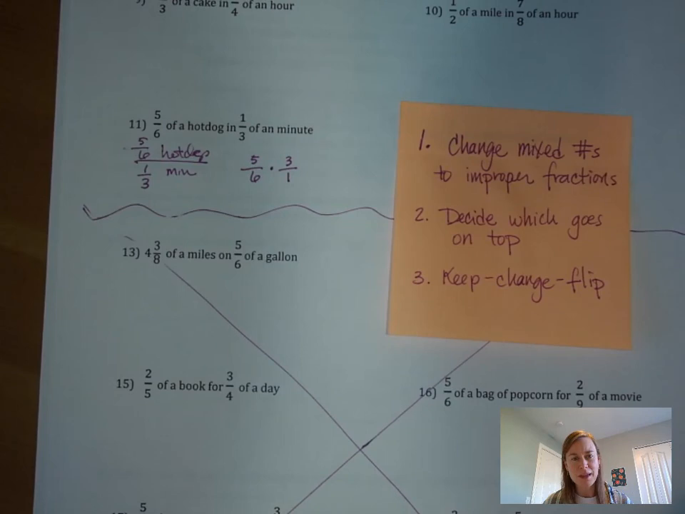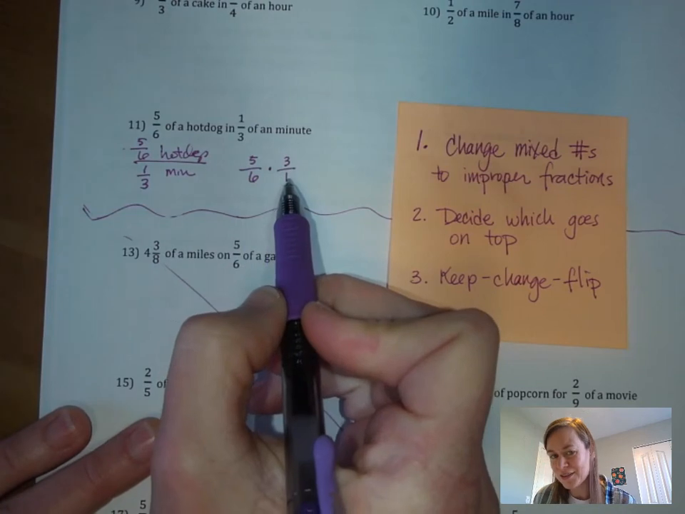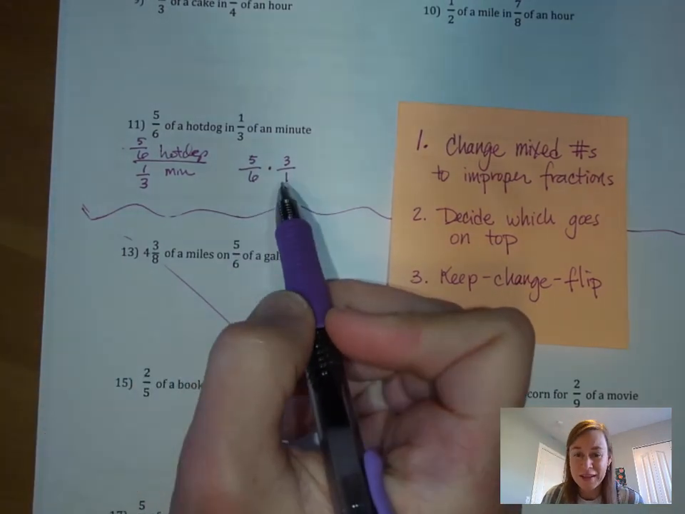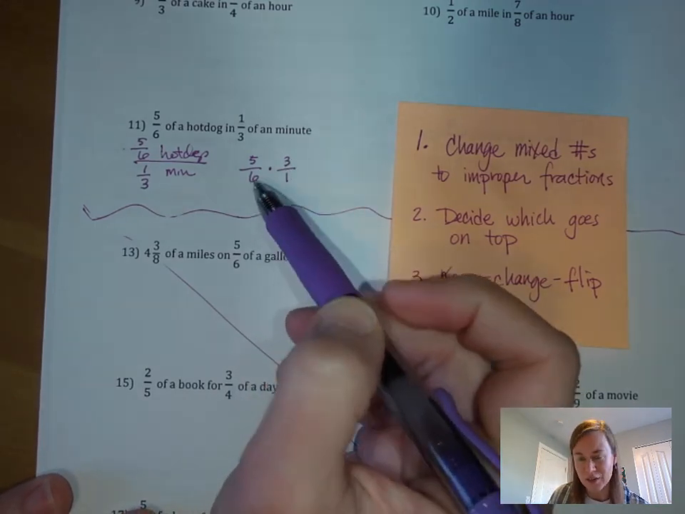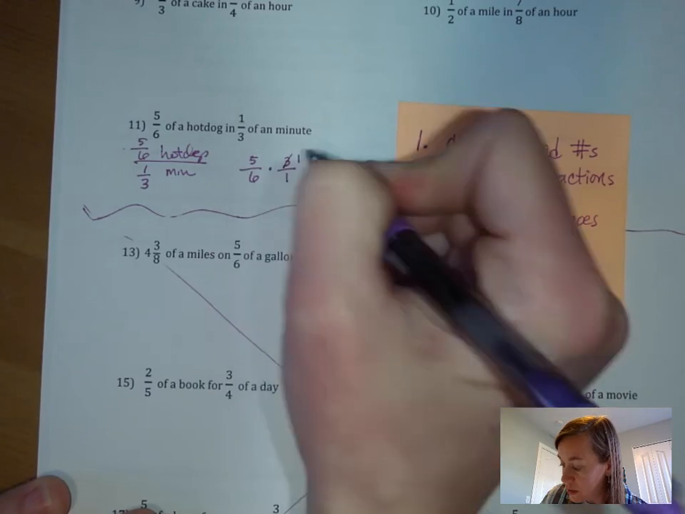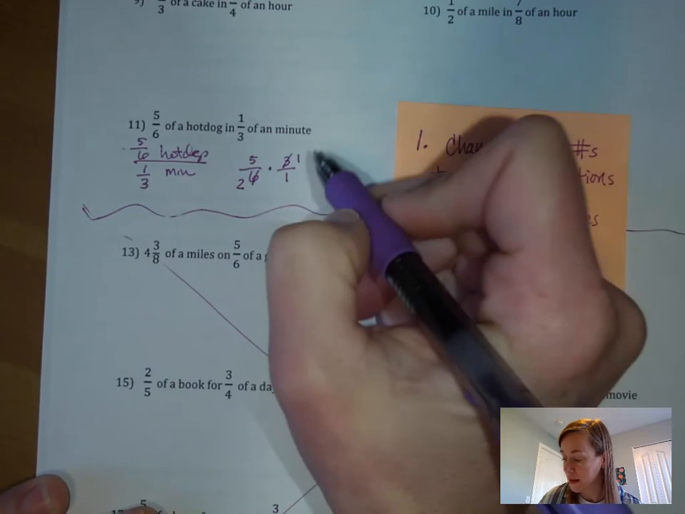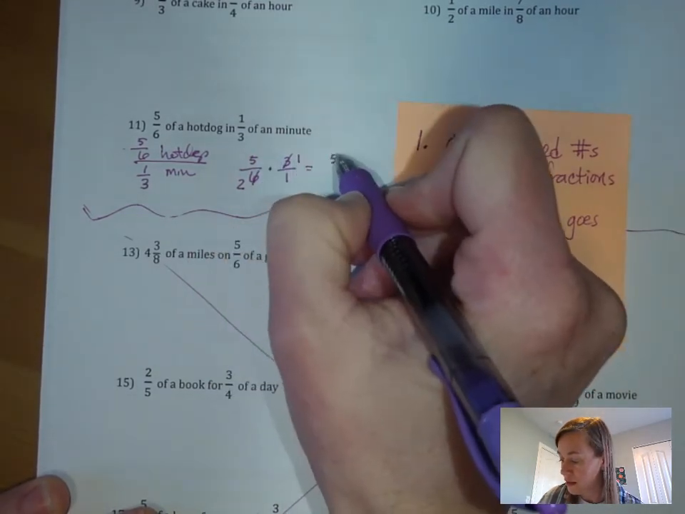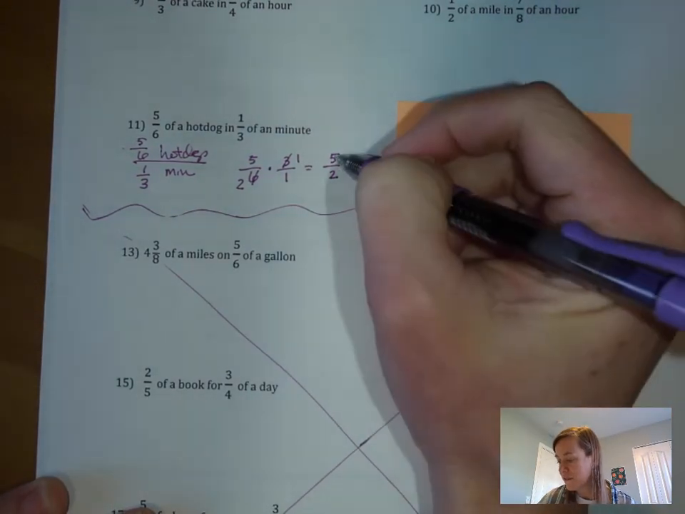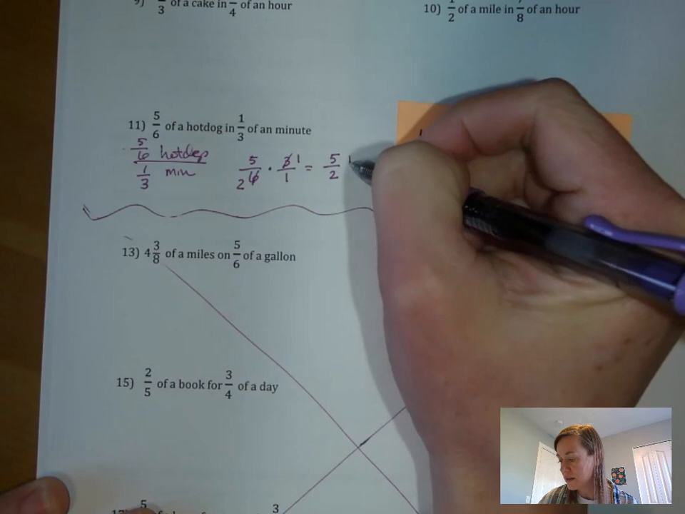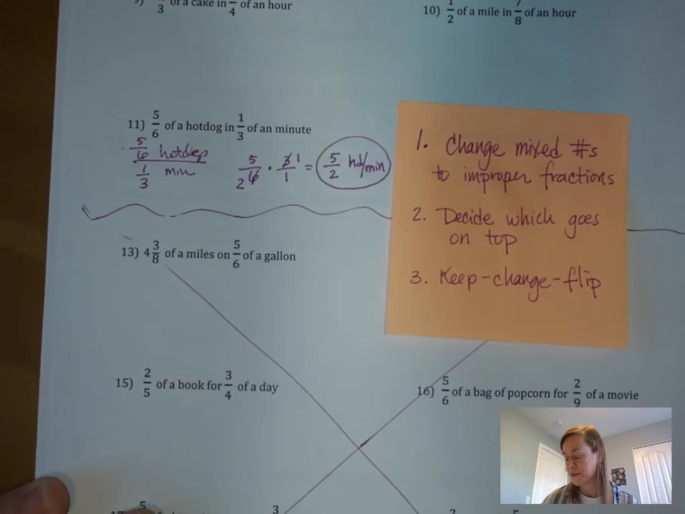Okay, before I multiply, I'm going to look for an opportunity to cross cancel. So I'm looking at the 5 and the 1. There's nothing that both of those are divisible by, except for 1. That's not going to help us. What about the 6 and the 3? Yeah, those are both divisible by 3, right? So 3 divided by 3 is 1. 6 divided by 3 is 2. Okay, now we multiply. 5 times 1 is 5, and 2 times 1 is 2. So it looks like 5/2 hot dogs, I'm just going to write HD, per minute is our answer.